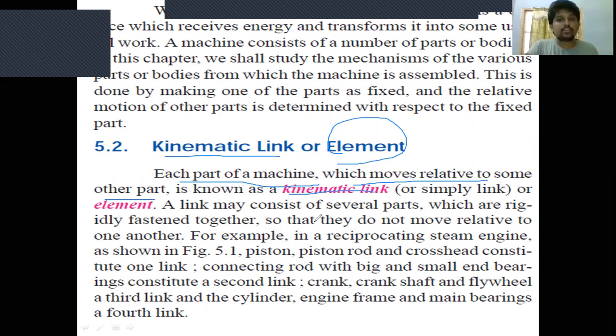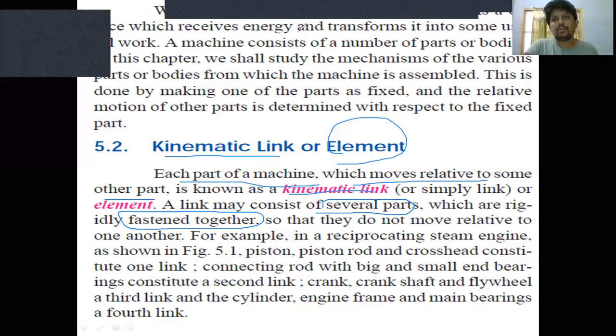A link may contain several parts. It is not necessary that there is only one part in the link. They can also be fastened together. That means the link need not always be moving. It can also be a fixed one, but the only concept is one part of a machine. If it is moving relative to another part of a machine, we define it as a link, right?